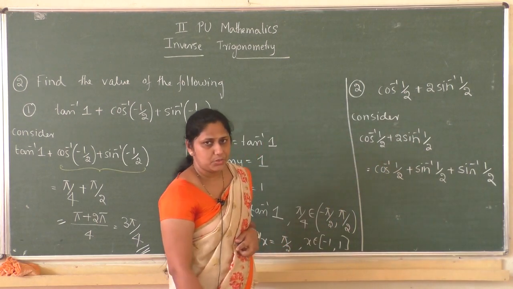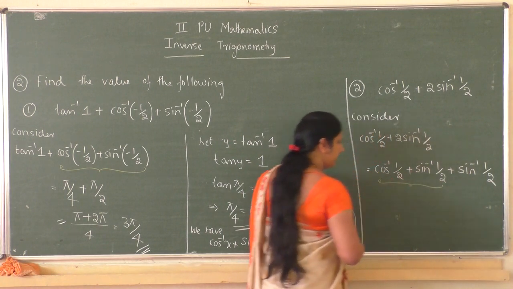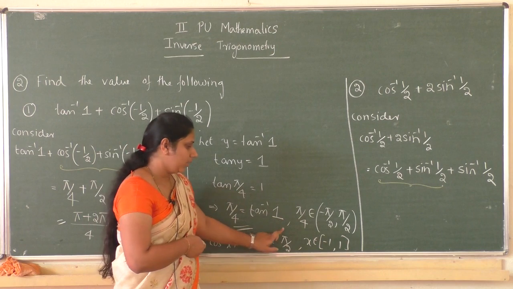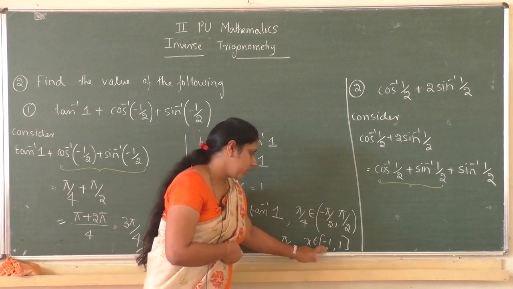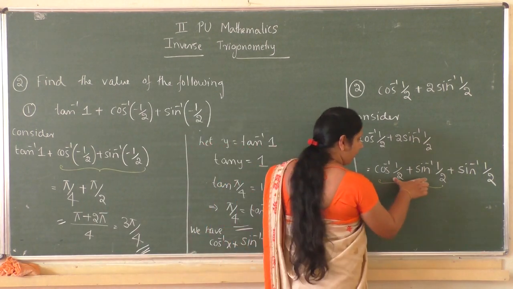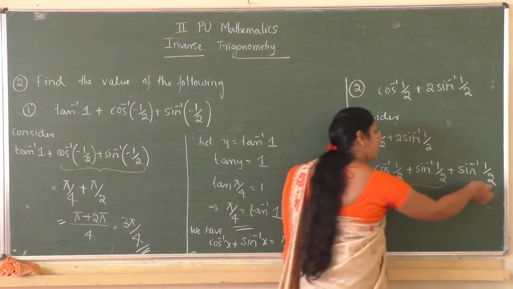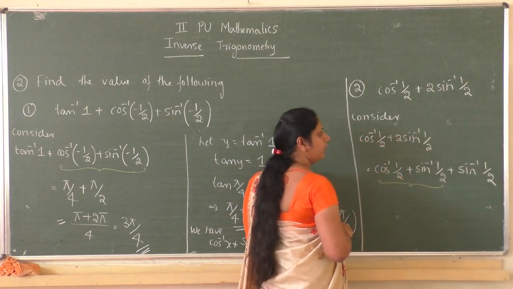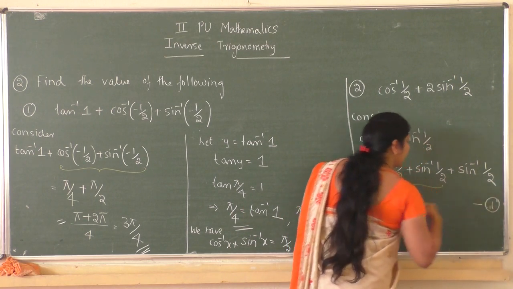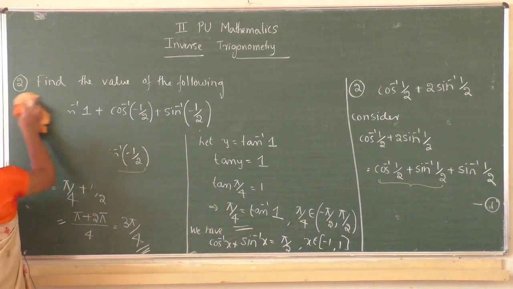Now see the first two terms carefully. It is in the same form, right? Cos inverse x plus sin inverse x equal to pi by 2, where x belongs to the closed interval minus 1 to 1. So in the place of this I can write the value pi by 2, and we have to find the principal value of sin inverse half. So I will take this as equation 1.